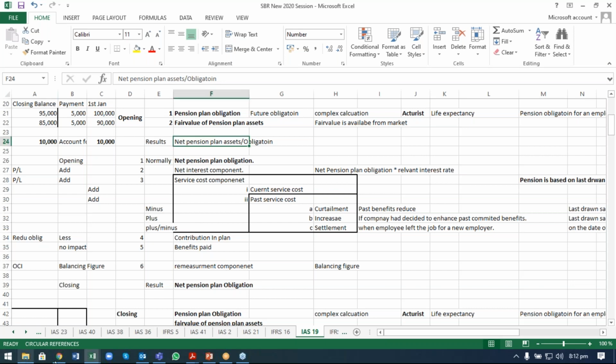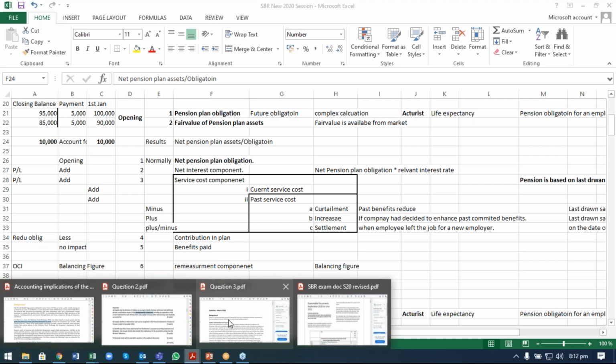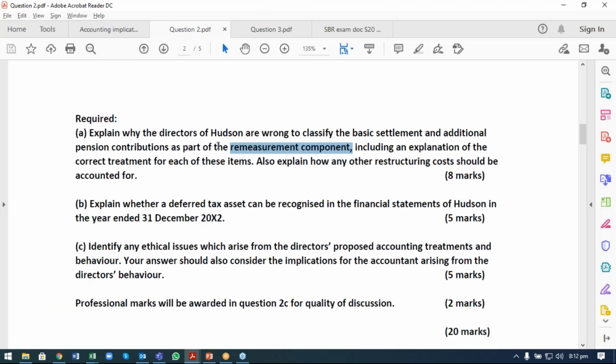Okay, now I'm just going to answer this first requirement, and then we're going to have a break, and then we'll be coming back. What do you mean by remeasurement component? Remeasurement component is actually the difference based on actuarial calculation and the return on the pension plan assets, right? The actuaries might have taken an assumption of the life expectancy of the employees, might have taken certain assumptions based on an increase in salaries of those employees, might have taken certain other assumptions. Those might not turn out exactly as the actuaries calculated in the original calculation. Those might have changed due to changes in circumstances, right?